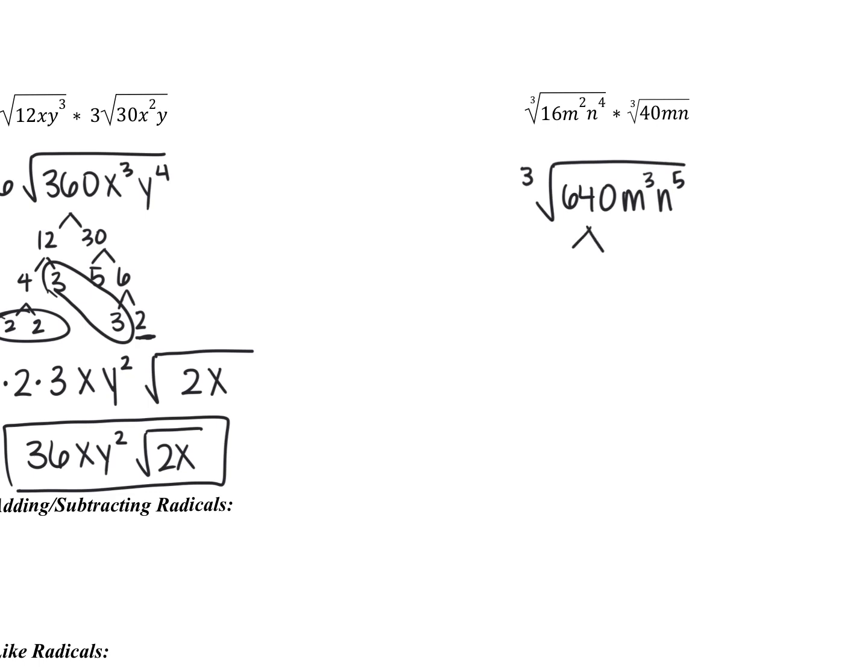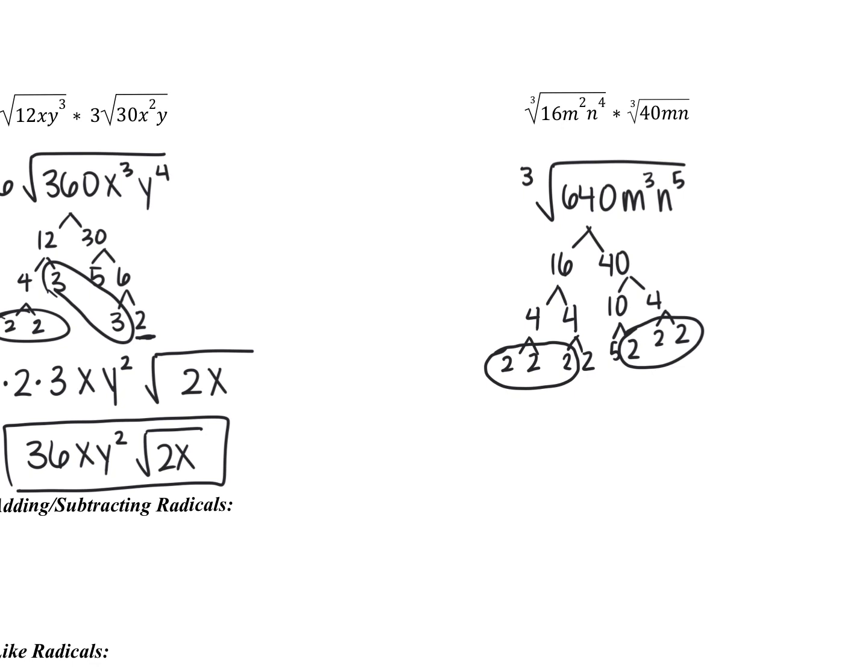So break down 640, I can break it down to 16 times 40. 16 is 4 times 4, which breaks down as 2 and 2 and 2 and 2. 40 I can break down as 10 and 4. 10 breaks down as 5 and 2. 4 breaks down as 2 and 2. So when it comes to selecting groups, I look for groups of 3 of the same number. So I have 3 2's, and then I have another group of 3 2's.